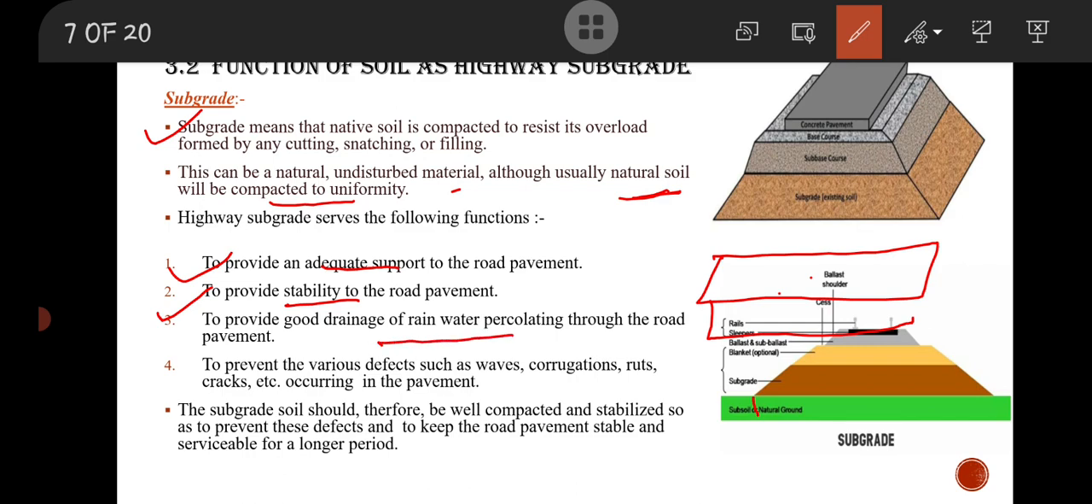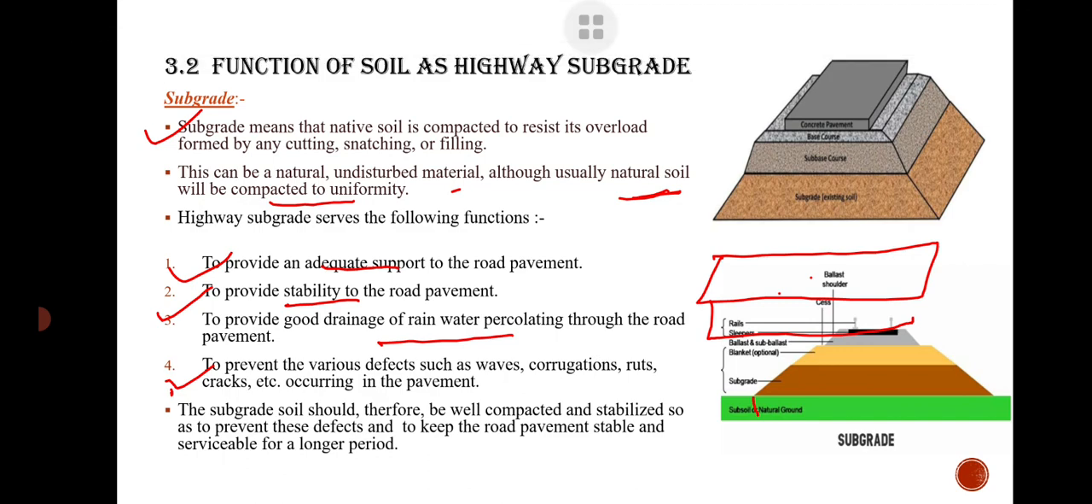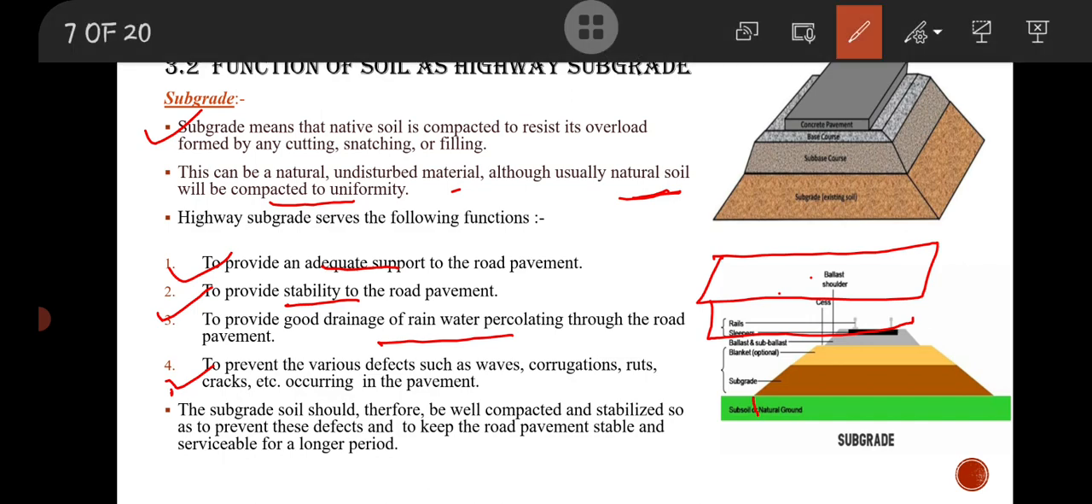If we use rock or stone, it may not allow water to pass through it, but soil can allow water to pass through along its voids. It also helps prevent various defects such as waves, corrugation, ruts and cracks. These are the functions for which we universally use soil as a subgrade. Another time I am repeating why soil is subgrade material: because of its adequate support to the road pavement, stability, good drainage property, and prevention of defects like corrugation and rutting.